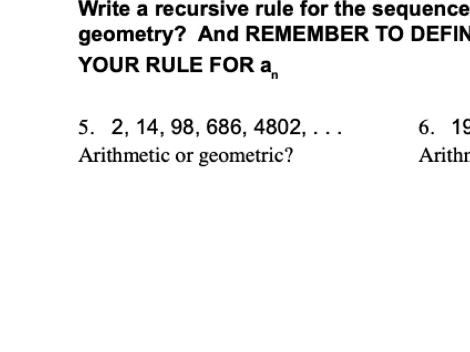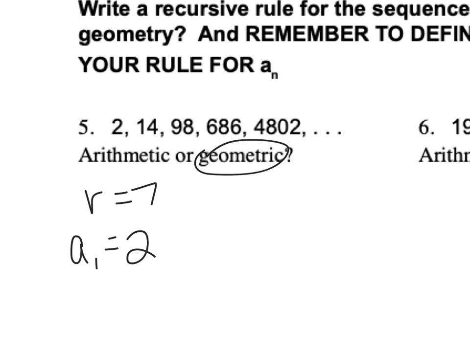Again, these are very similar to what you've just been doing. I give you a sequence and you just need to write the rule. So on this first one here, 2, 14, 98, it's geometric. r equals 7 because it's times 7 each time. You have to define what your first term is, which is 2, and then write your rule, a sub n equals 7 times a sub n minus 1.